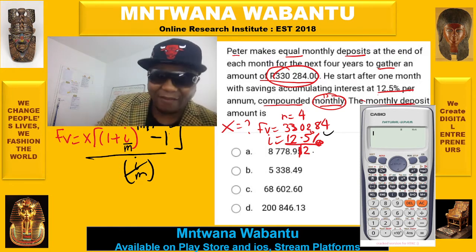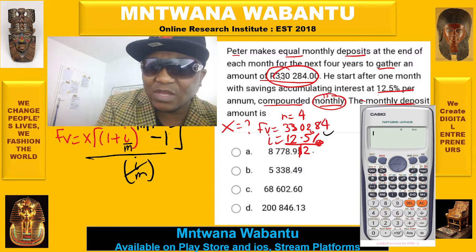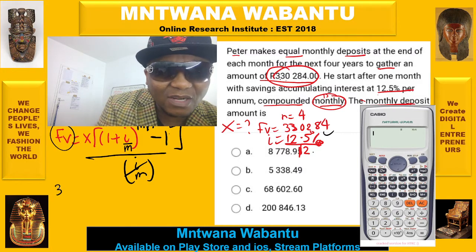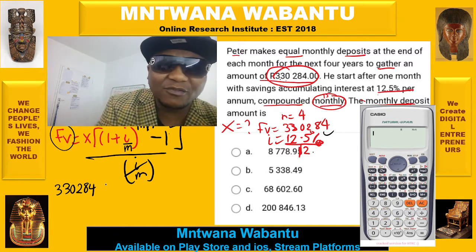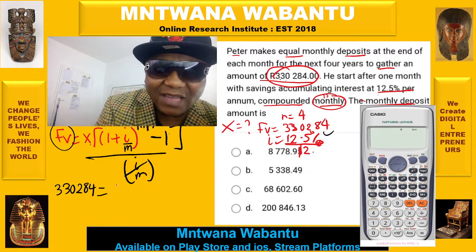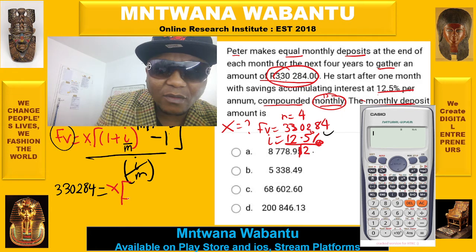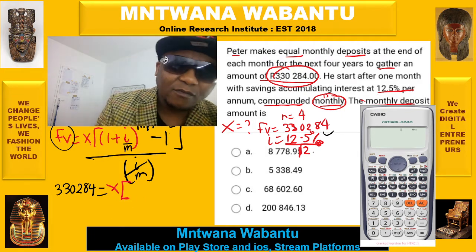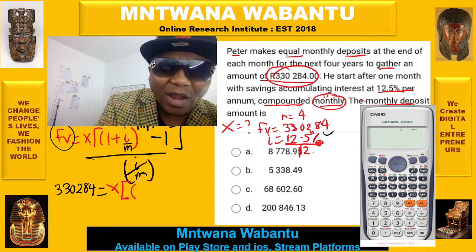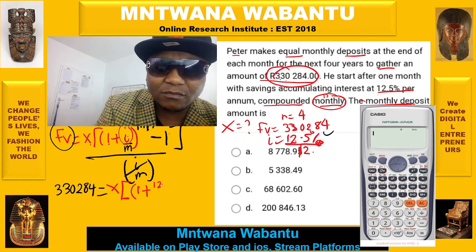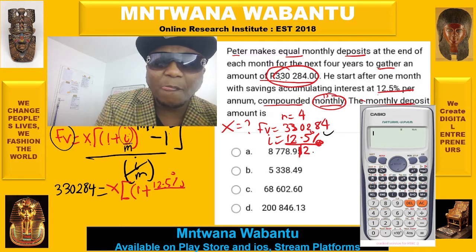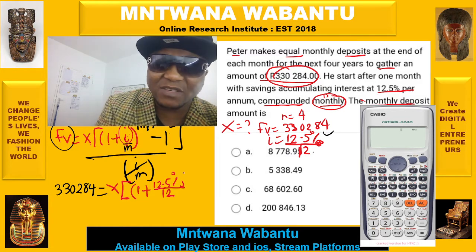So what we're going to do is plug in what we have. Future value we have, which equals 330. Instead of saying FV, I'm going to say 330,284.00. I don't have to write 0.00, and then equals x. X is what I'm looking for. I don't have it. And then plug in what we have on top: bracket 1 is 1. You just follow the formula. The interest rate is 12.5 percent over m, how it's compounded, which is monthly for this case. This m here I replaced by 12.